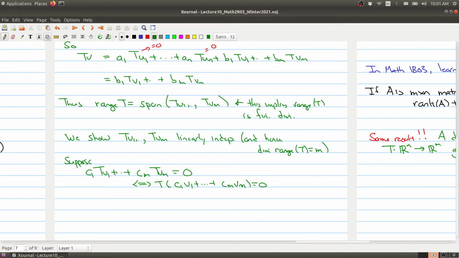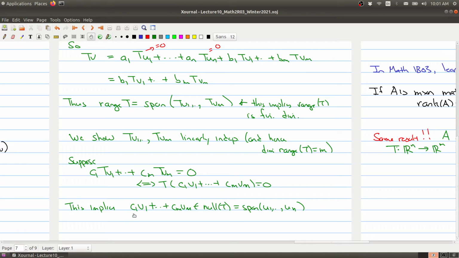So this vector equaling 0 is the same thing as saying that the map T sends this vector to 0. Right? But this implies then that c1v1 up to cmvm is in the null space of T, which we said at the beginning is the span of u1 up to un, because u1 to un is the basis of my null space. So this means that this vector on the left-hand side can be written as a linear combination of the vectors on the right-hand side.